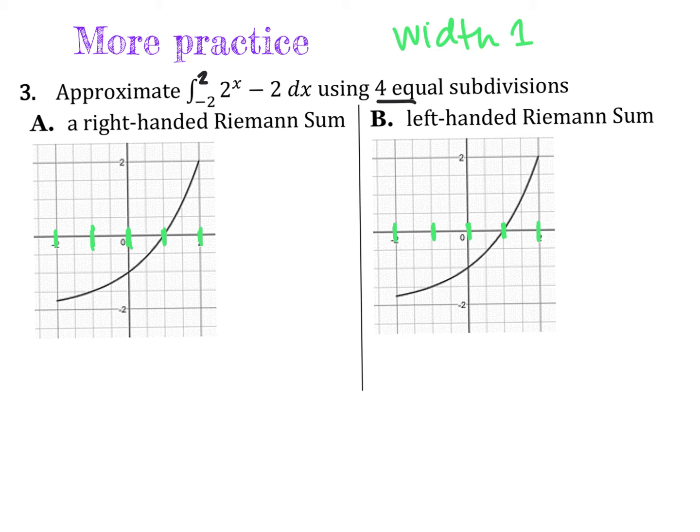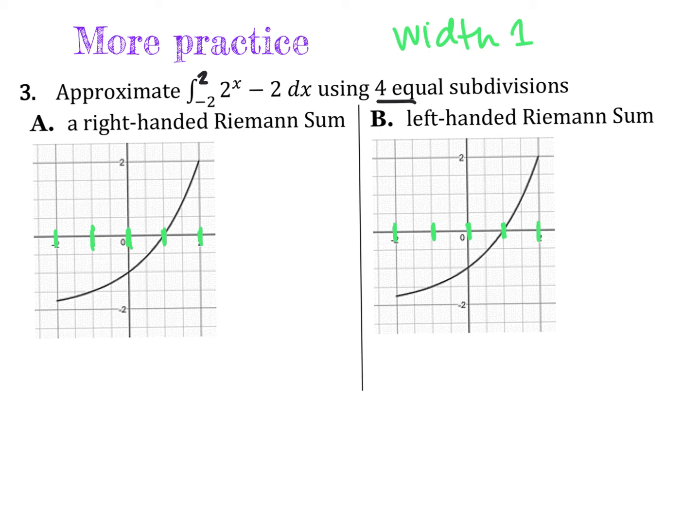Now remember that if the area is below the x-axis, we count that as negative area. And if it's above the x-axis, we count that as positive area. So if you're feeling confident, go ahead and pause the video and just sketch the rectangles for part A and part B. And then unpause the video and see how you did.